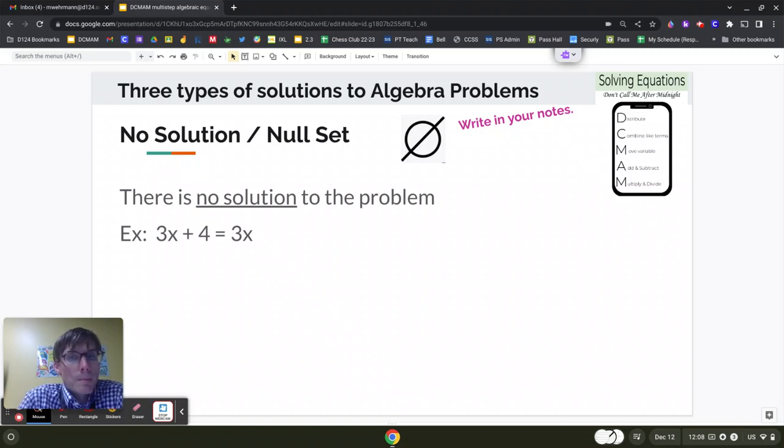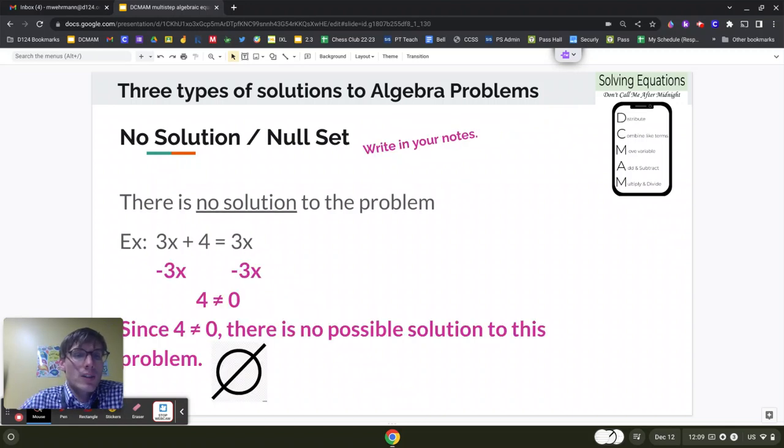So let's look at this problem here. We have 3x plus 4 equals 3x. 3x plus 4 equals 3x. Okay, think about our don't call me after midnight acronym. What's the first thing we do? What's the first step? So our first step, since we don't have to distribute, we don't have to combine like terms, we are going to move the variable. So we move that 3x. So notice we have 3x on each side. So if we want to move one, what is the opposite of 3x? Negative 3x or minus 3x. So we will subtract 3x from both sides.